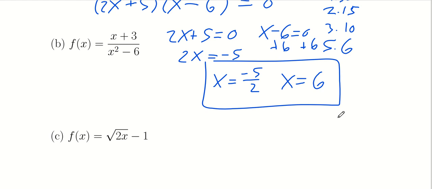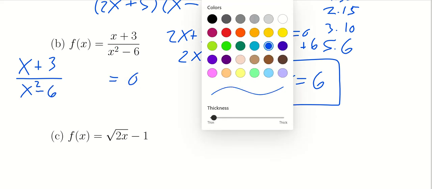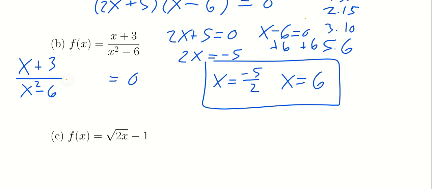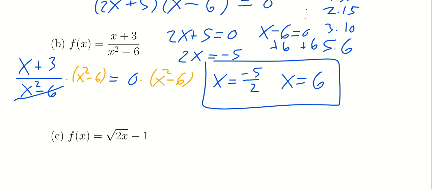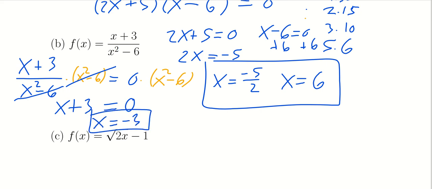For part B, we want to set this function equal to 0. We have x plus 3 divided by x squared minus 6 equals 0. This is an equation that has fractions in it. So what you would want to do is multiply both sides of the equation by the LCD of any denominators that you see. That will allow us to clear the fractions. The x squared minus 6 cancels with the x squared minus 6. So we get x plus 3 equals, on the right-hand side, 0 times anything is 0. And now to solve this one, simply subtract 3 from both sides, and we get the solution x equals negative 3.